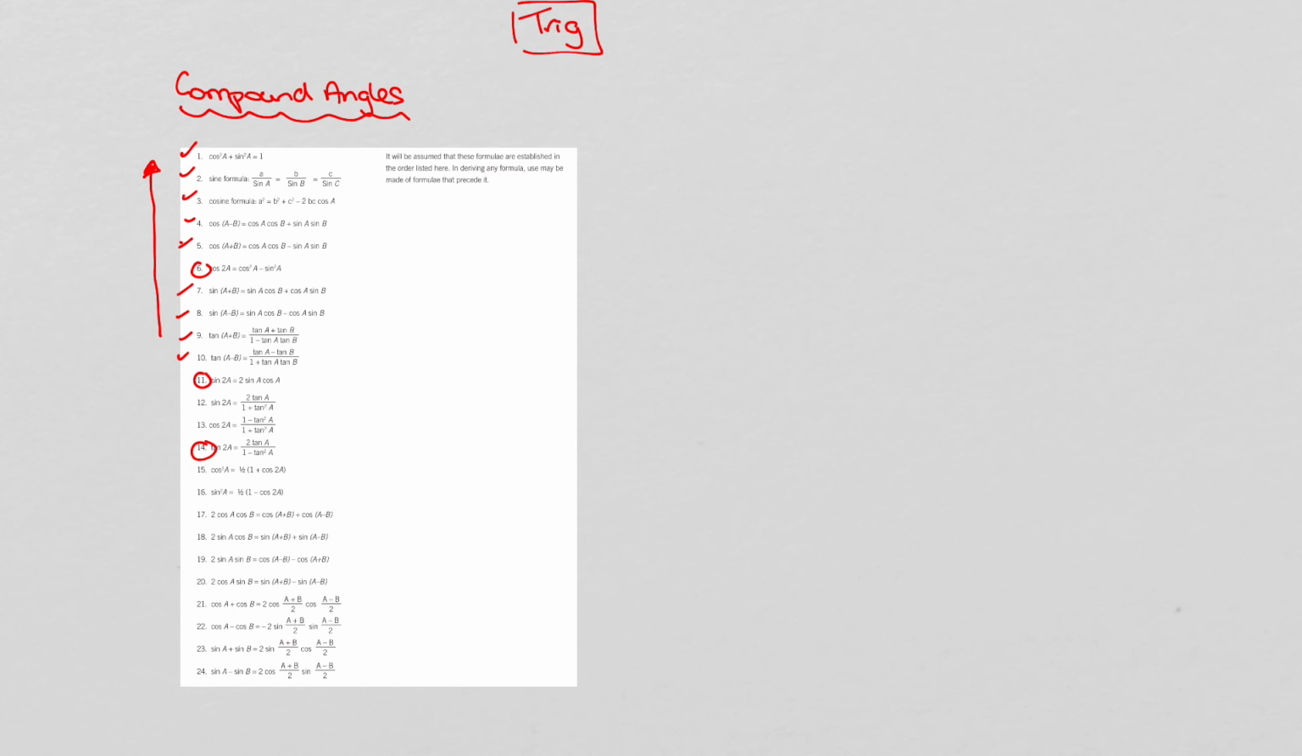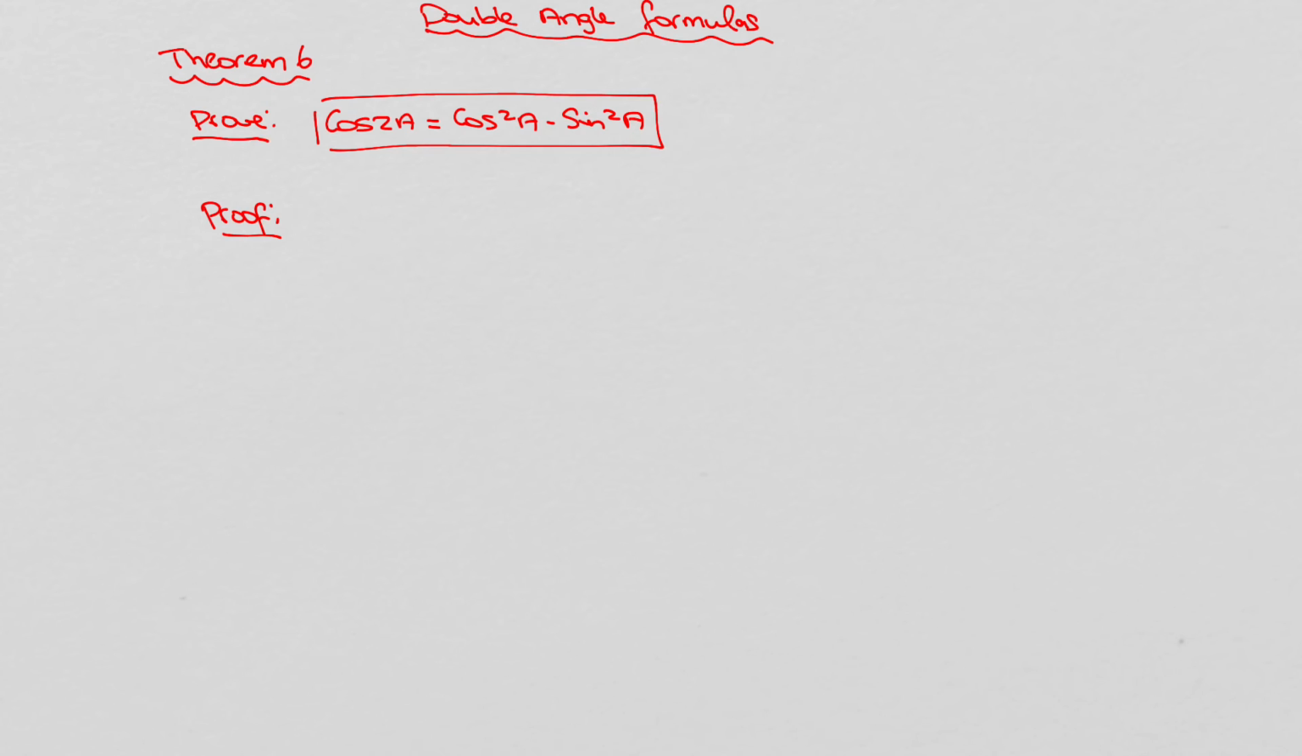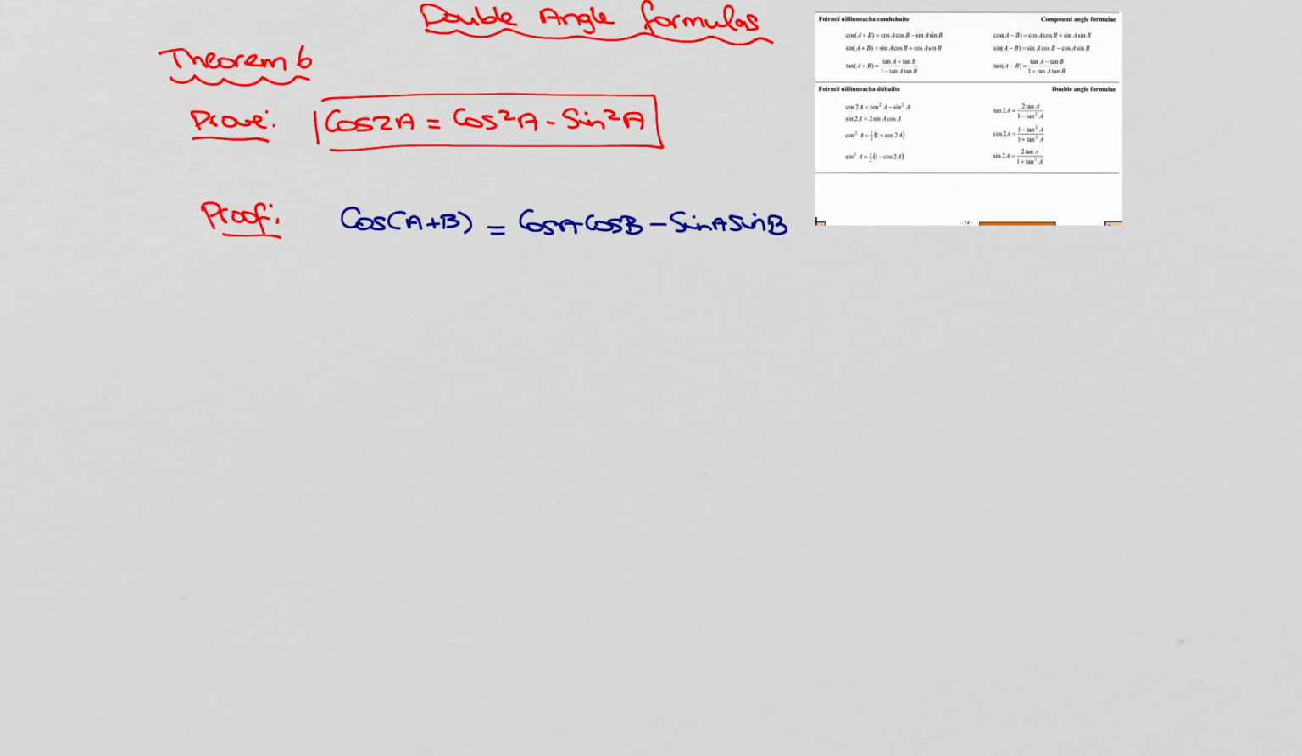So obviously the one we're going to start with is cos of A plus B, theorem 5. So we know that cos of A plus B is equal to cos A cos B minus sine A sine B. Now if we're looking at our tables, because we want to know which formula comes before which, we can see here that cos of 2A is here. So therefore anything that is above that can be used in this proof.